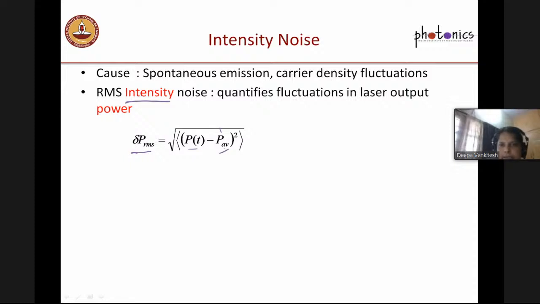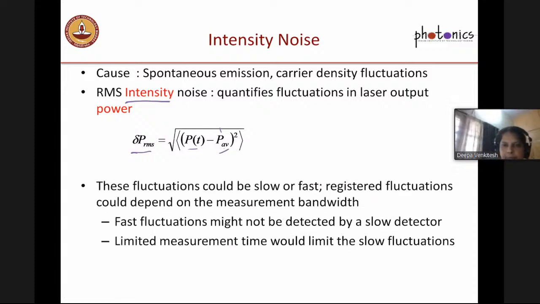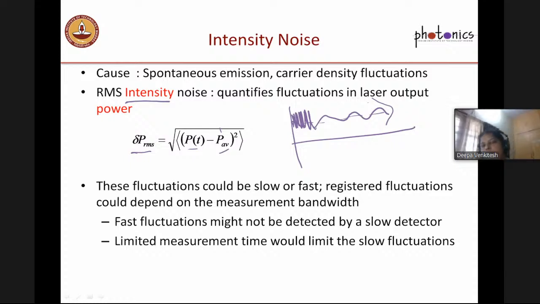But what is also interesting is to find out whether these fluctuations are slow or fast. Suppose I take the power fluctuations. The standard deviation could be the same, but do I have power which is fluctuating very fast, or is the power fluctuating very slowly? Both of that could give the same standard deviation, right? So there is also this concept of frequency involved in these fluctuations. You also want to know what is the frequency of these fluctuations.